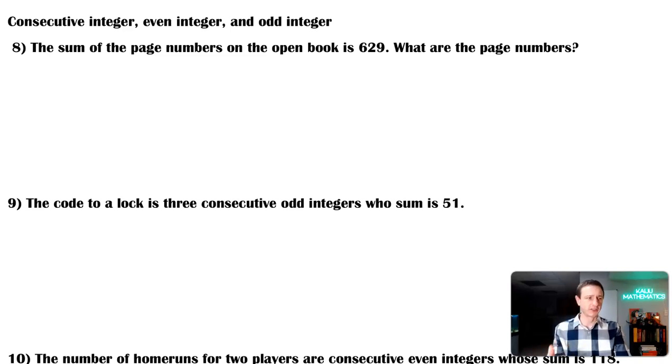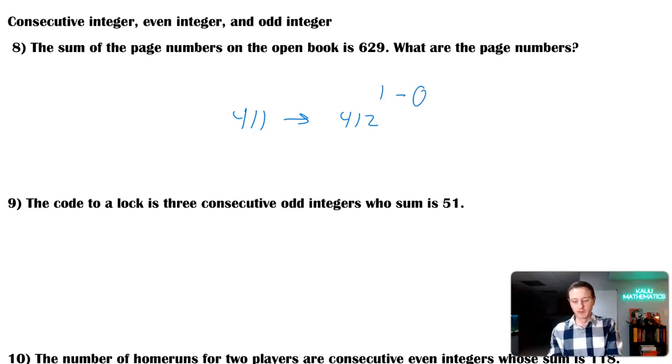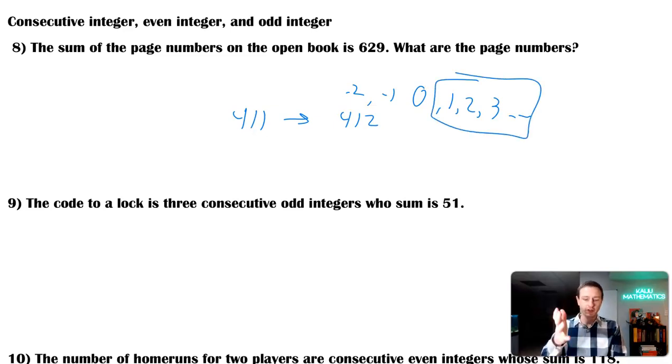Number 8 says the sum of page numbers on the open book is 629. What are the page numbers? So we have two page numbers. You open a book and you'll see page 411, and then you go to the next page and it's page 412. Those are integers. Integers are those clean counting numbers, 0, -1, -2, or 1, 2, 3, and so on. We're talking about page numbers, so we know we're looking at positive integers. Integers are not decimal values, like 1.5 or 2.7.